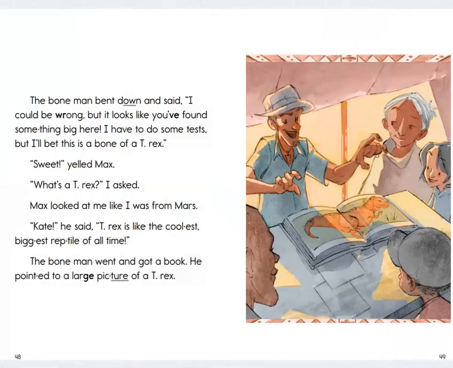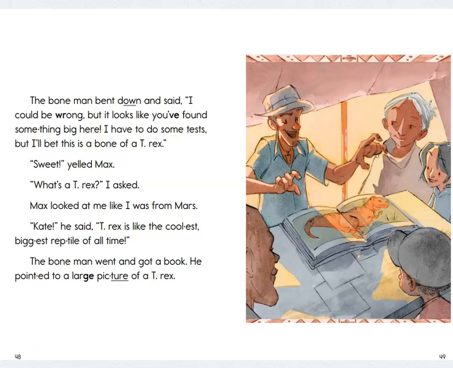The Bone Man bent down and said, "I could be wrong, but it looks like you found something big here. I have to do some tests, but I'll bet this is a bone of a T-Rex." "Sweet!" yelled Max. "What's a T-Rex?" I asked. Max looked at me like I was from Mars. "Kate," he said, "T-Rex is like the coolest, biggest reptile of all time."